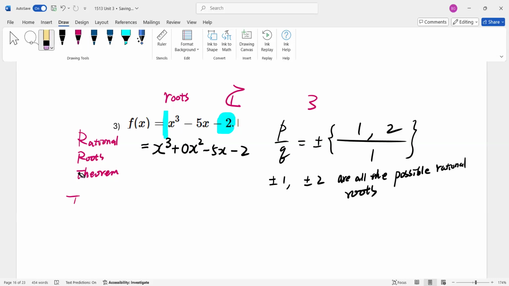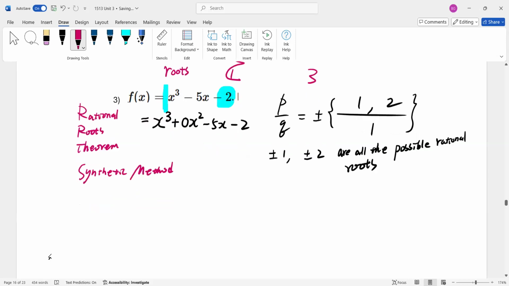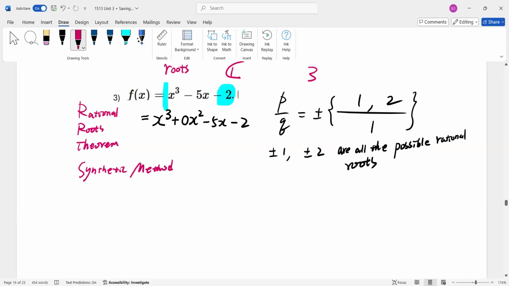Synthetic method. Worst case, we try all the 4 times, for all the 4 possible roots. So coefficient of x cubed is 1, coefficient of x squared is 0, coefficient of x is 95, coefficient of the constant term is -2. Be very careful. 1, 0, 95, -2.